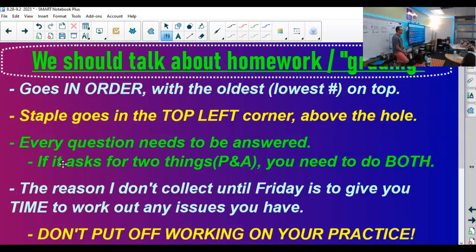The reason we collect things on Friday is I know math is hard. Literally, Hannah made me a shirt that says math is hard. I get it. Take your time, do it well, get help when you need it. Right? And if you need help managing your time, we can help you with that too. We can help you make a schedule. We can help you break apart your weekend.